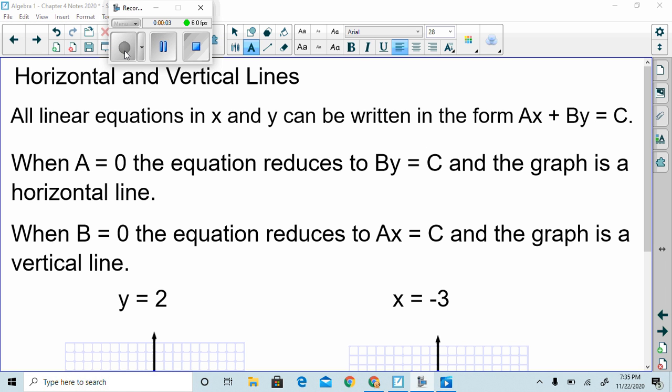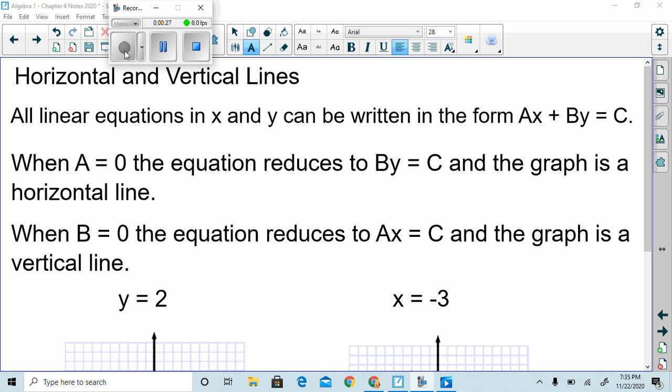In our last class, we talked about graphing linear equations using a table of values, and we used our equation in standard form. Well, I want to go back to standard form for just a few more minutes and talk about how linear equations in x and y can be written in this ax plus by equals c form.